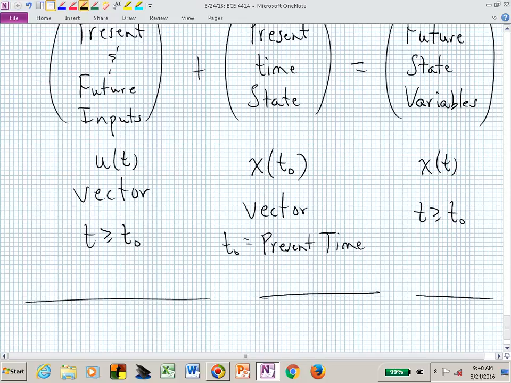It allows us to start with a given information at some instant, and then if we know the applied reference inputs beyond that time and at that time, we can find or solve for all future values of those state variables.